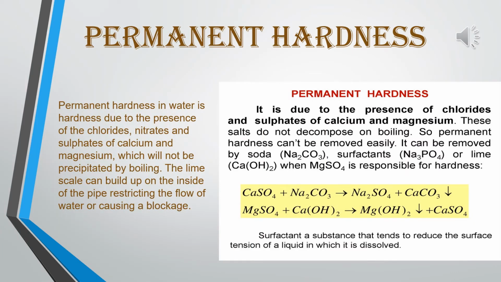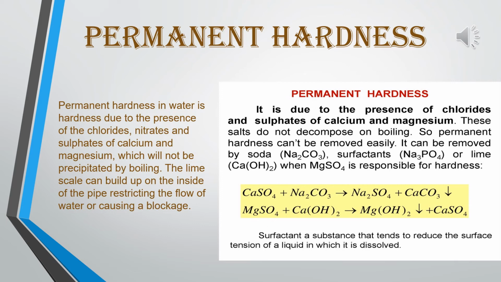Now permanent hardness. Permanent hardness in water is hardness due to the presence of the chlorides, nitrates and sulfates of calcium and magnesium, which will not be precipitated by boiling. Lime scale can build up on the inside of the pipe, restricting the flow of water or causing a blockage. So permanent hardness is due to the presence of chlorides and sulfates of calcium and magnesium. These salts do not decompose on boiling, so permanent hardness can't be removed easily.